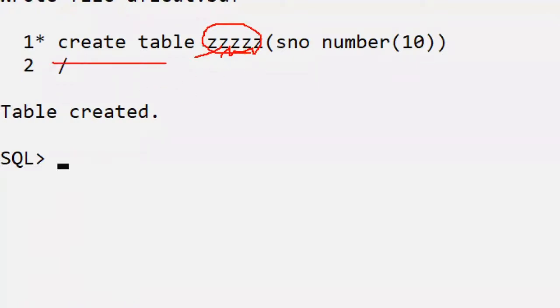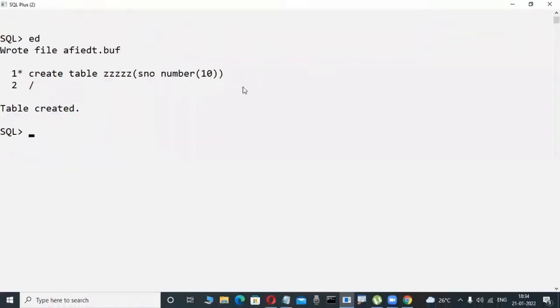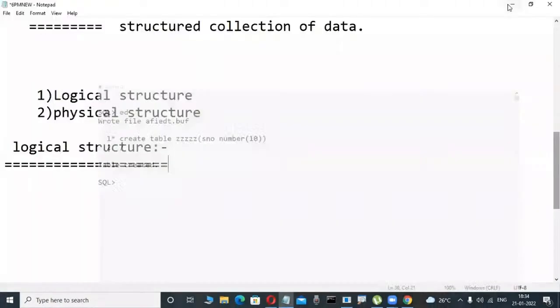The table I'm creating is only in my Oracle database, or SQL Server database, or MySQL database. I'm creating a table. Okay, fine. The table is created. Slowly observe it here. This table is created.